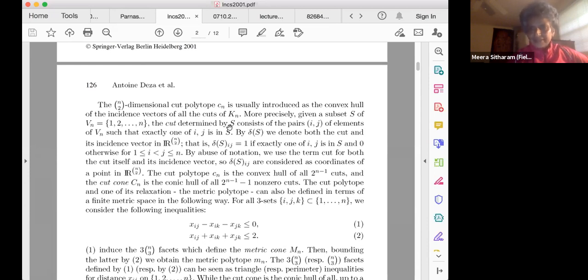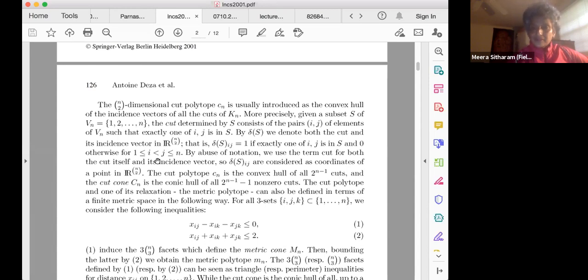consists of the pairs of elements of Vn such that exactly one of i, j is in S. Sorry, this is defined on the vertices, not on the edges. By delta of S, we denote both the cut and the incidence vector in R^(n choose 2). So this is all the possible edges. He writes it as delta S ij is 1 if exactly one of i, j is in S and 0 otherwise. 0 means that that particular edge is not part of the cut.